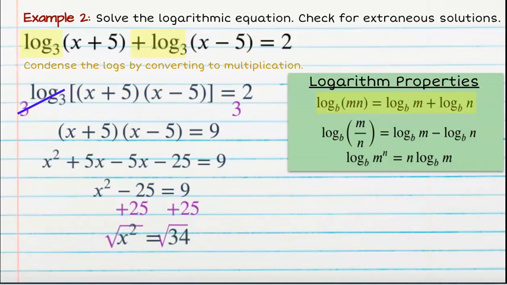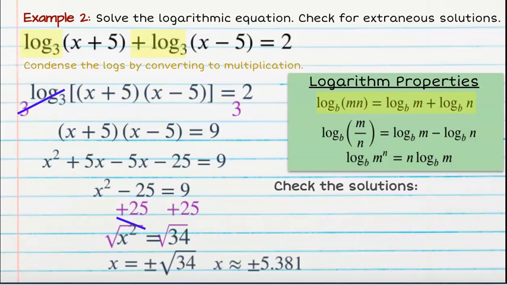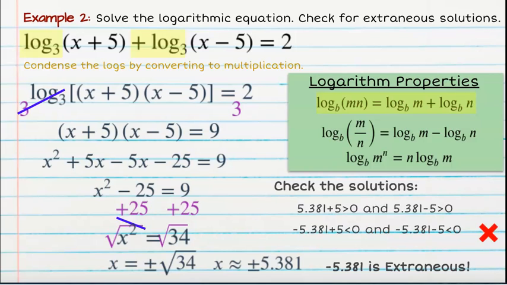So we cannot do the square root of 34, but we can approximate it. And again, we must check and see if it's extraneous. So we're going to plug positive and negative 5.381 into the arguments and see if we get a value greater than 0. So for the first one, if we plug in positive 5.381, we get a positive result. It's not extraneous. But if we plug in negative 5.381, we do get a negative value. So that answer is extraneous.